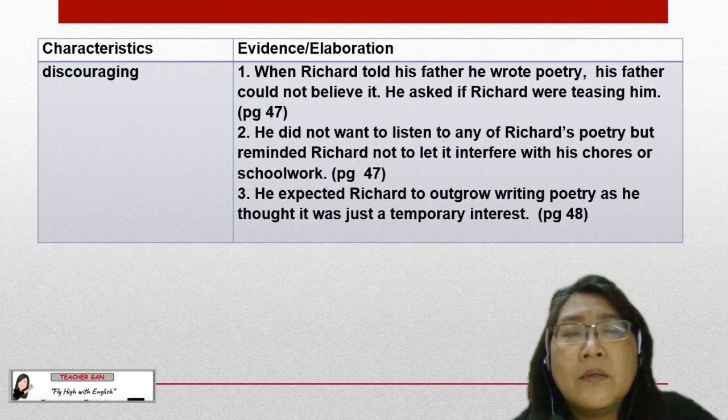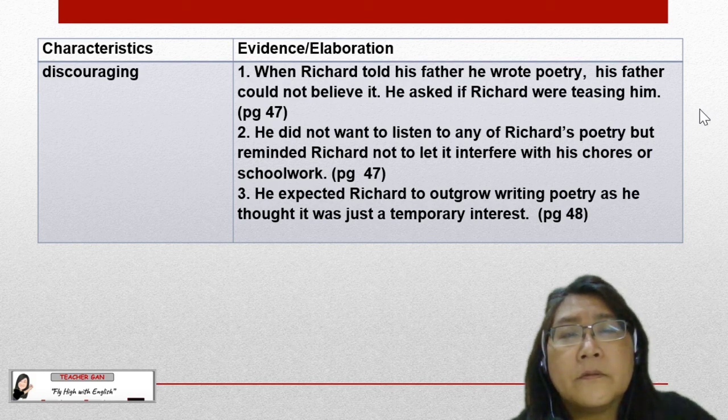Nonetheless, Pa also has negative characteristics. He is discouraging. Evidence: 1. When Richard told his father he wrote poetry, his father could not believe it. He asked if Richard were teasing him. Number 2. He did not want to listen to any of Richard's poetry, but reminded Richard not to let it interfere with his chores or schoolwork. Number 3. He expected Richard to outgrow writing poetry as he thought it was just a temporary interest.